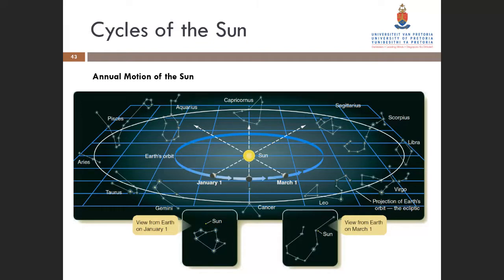So here we can see the annual motion of the sun. We have the sun, we have Earth moving around the sun, and here we have different constellations. On March 1, the constellation Aquarius will be behind the sun. On January 1, Sagittarius will be behind the sun. So that continues on throughout the year.